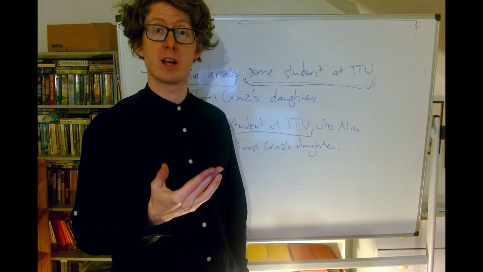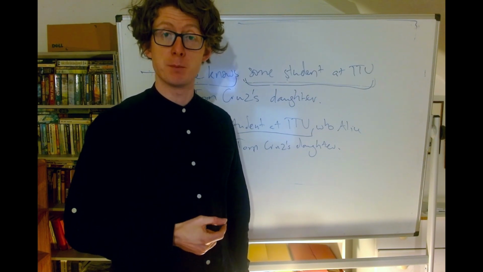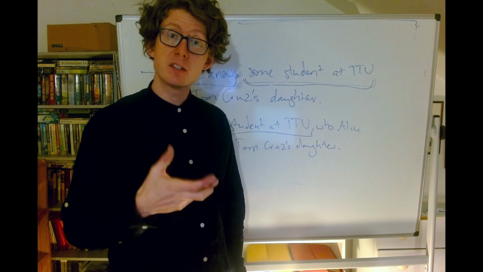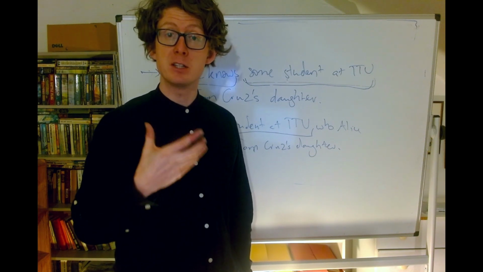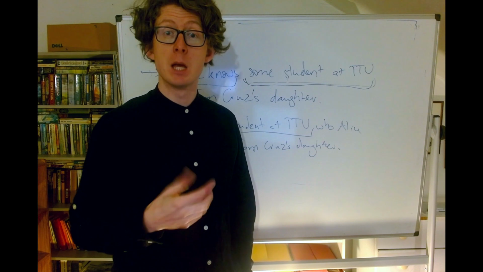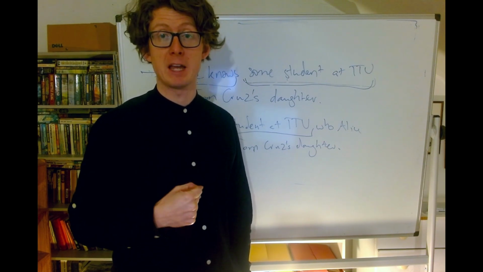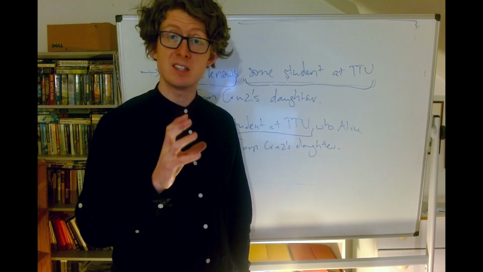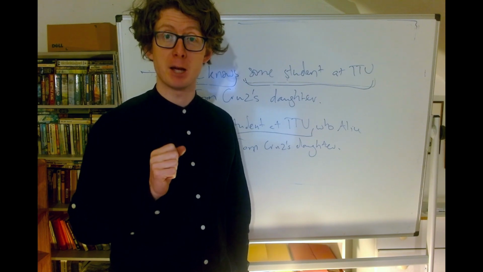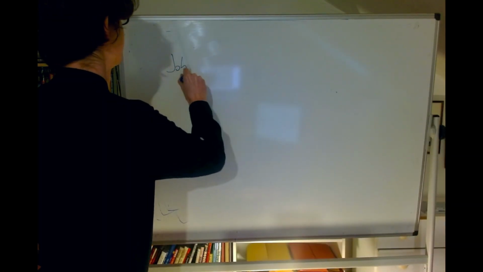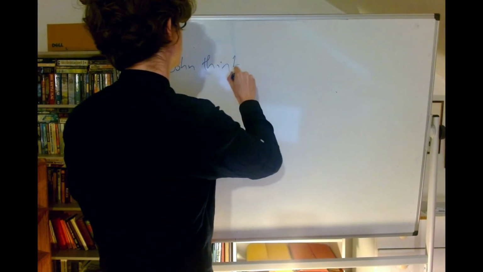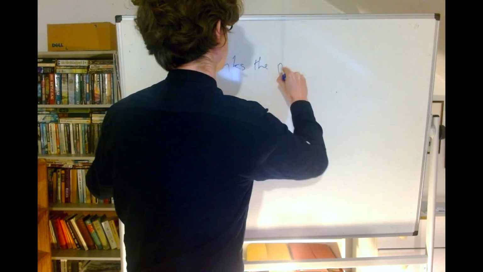Descriptions do give rise to exactly the same kind of ambiguity. And this is an important reason for thinking that maybe Russell was right, for thinking maybe descriptions really are quantifiers, because they give rise to some of the same behavior as quantifiers. So to see this, we'll think about a particular example. So let's focus on this sentence. John thinks the professor is an idiot.